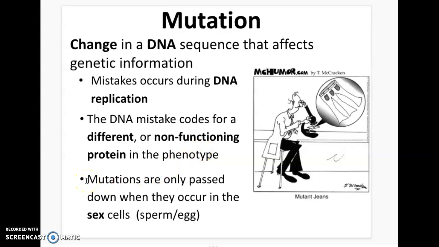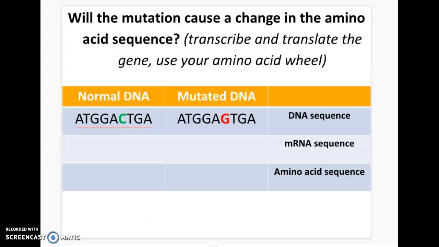One important thing to note about mutations is that they're only passed down from one generation to another when they occur in the sex cells, so in the sperm or the egg cells. For example, if I'm sitting out in the sun all summer and I get some mutations in my skin cells because of sun damage, those mutations might harm my skin, but they're not going to be passed down to my offspring, because they're not in my egg cells. They're only in my skin cells. Okay? So now let's look at an example.